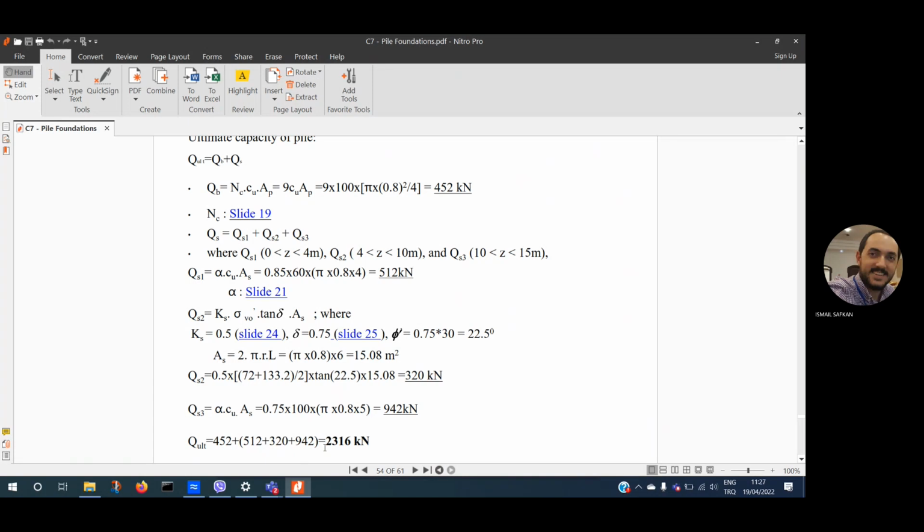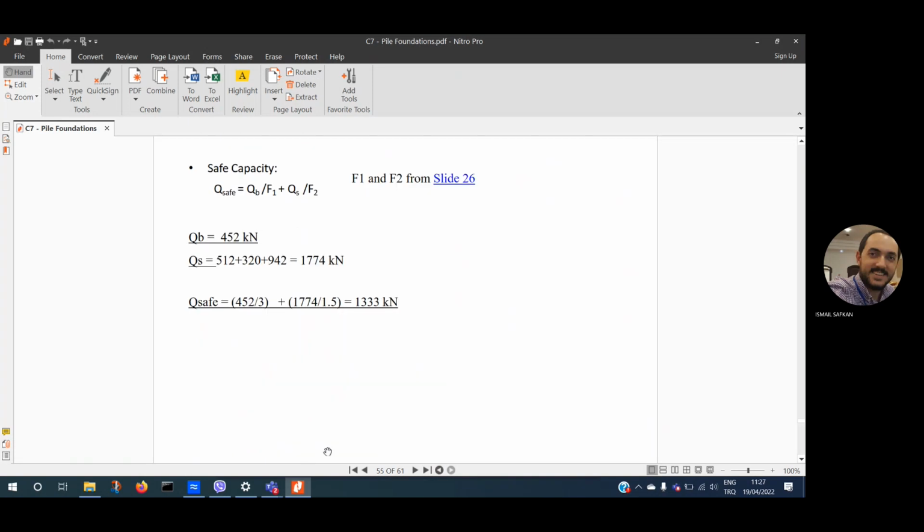But this single pile, in real life, you don't use it alone. You use it as a group. You have many of them, closely spaced maybe. So you need to use a factor of safety. It depends on how you utilize the factor of safety. If you utilize it separately for the base and the shaft one by one, then you need to use 3 for the base as factor of safety, and 1.5 for the shaft. This is the safe capacity of a single pile.